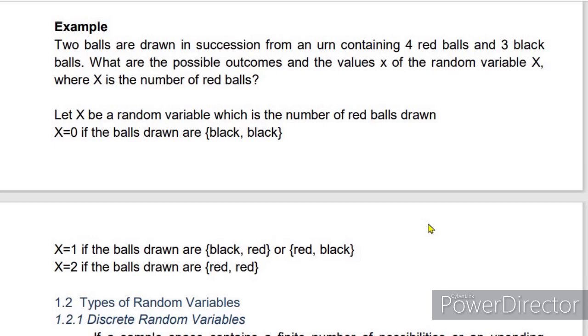Then x is equal to 1 if the balls drawn are black, red, or red, black, because there is one red ball. So next, x is equal to 2 if the balls drawn are red, red, because there are two red. Okay?